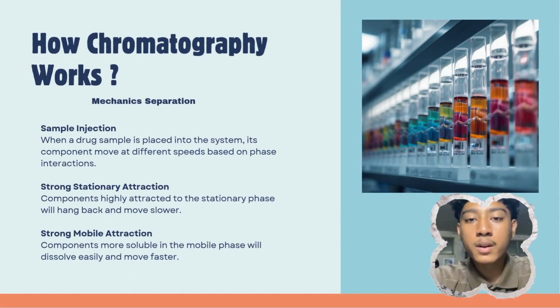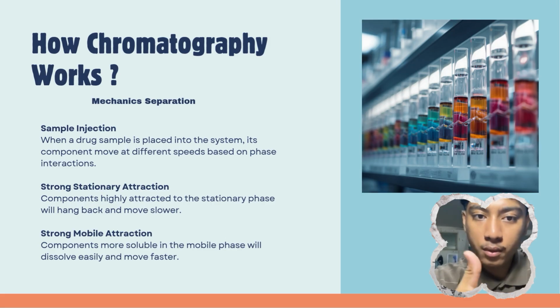Next, I'm going to explain the three mechanics of separation. First, we have sample injection. When a drug sample is placed into our system, its individual components immediately begin to move, but they do so at different speeds based on how they interact with the stationary phase and mobile phase. Here is why they separate.